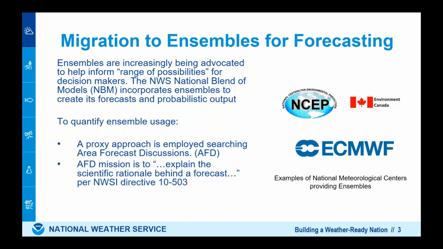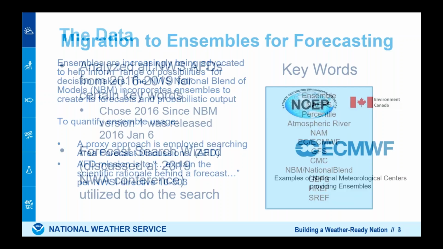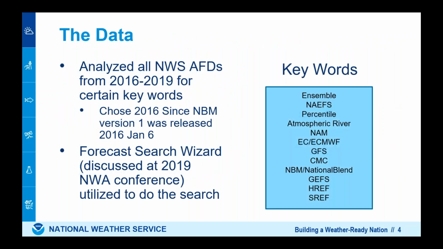Well, one way here is to look at area forecast discussions. As we have in the directive, the AFD is to help explain the scientific rationale behind a forecast. So what I did here was go back through all the Weather Service AFDs from 2016 through 2019 and look for certain keywords, and those are listed here on the right. And I chose 2016 because that's when version 1 of the NBM was released, in fact, the specific day there, January 6th.